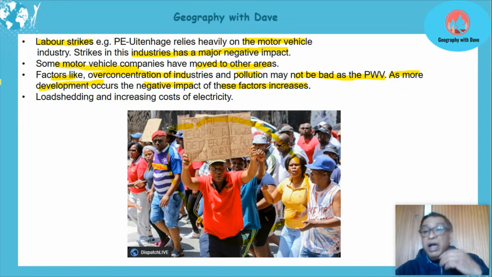Traffic congestion and strain on resources are going to happen, and there is a certain amount of this problem existing in the PE-Uitenhage area, but not as bad as Gauteng. And of course, load shedding and increasing costs of electricity will create problems. But these are your more major factors, as I pointed out earlier. So certain things are similar to the Gauteng region.